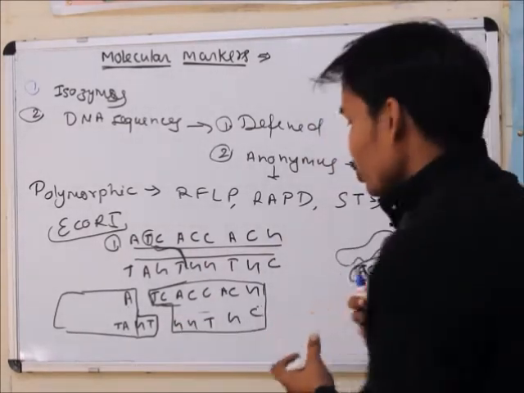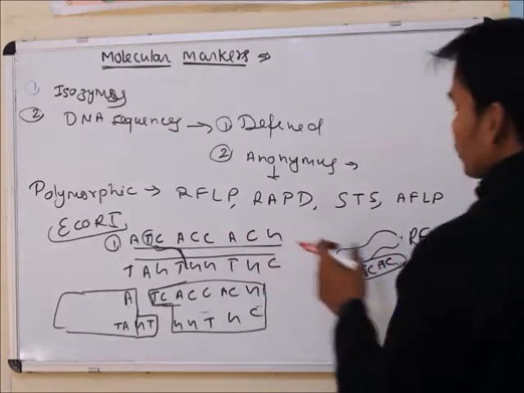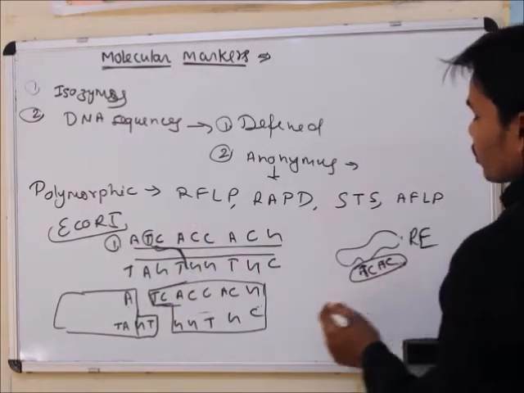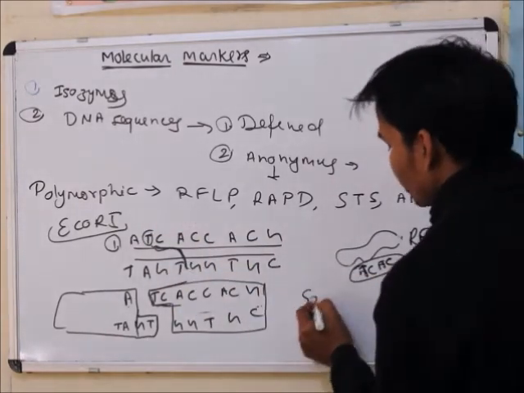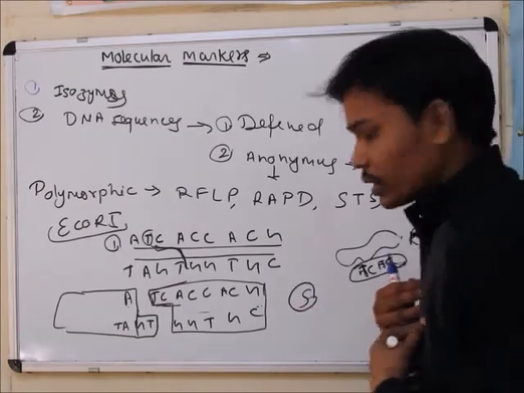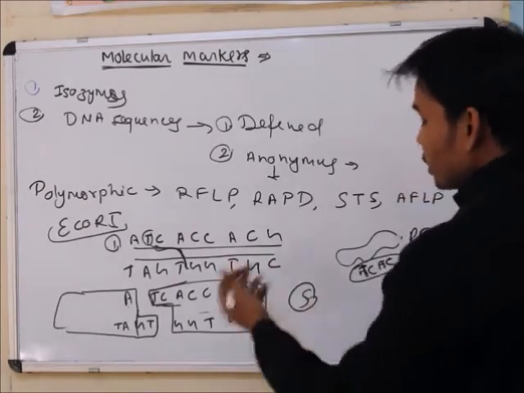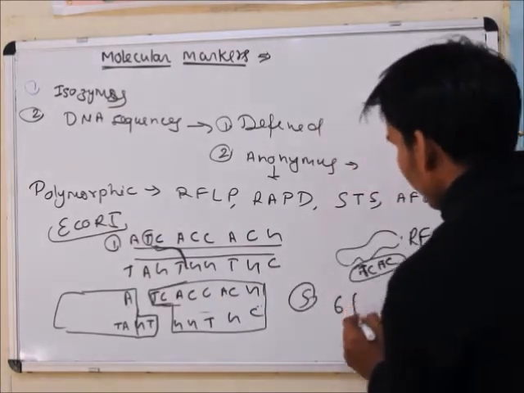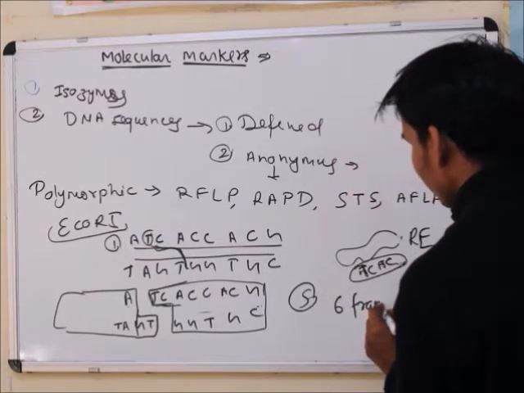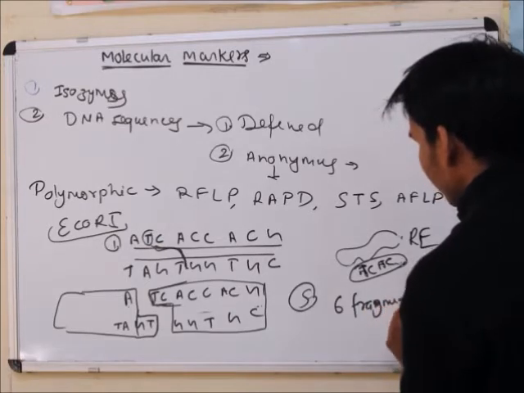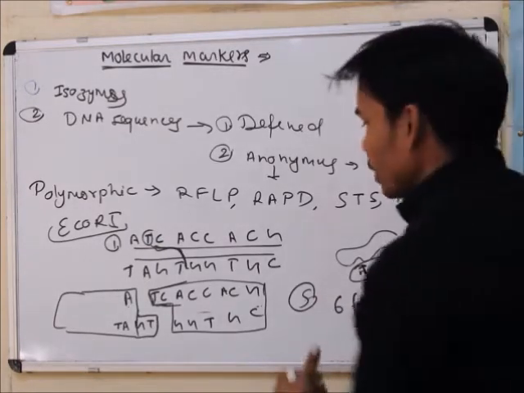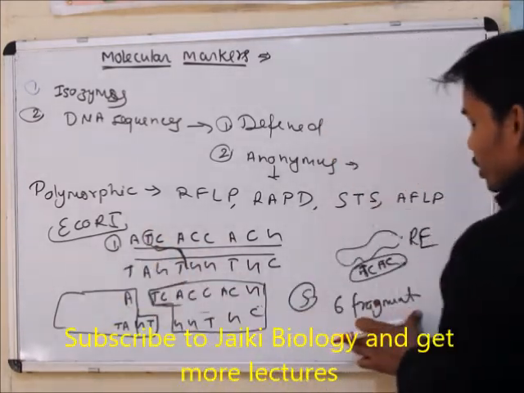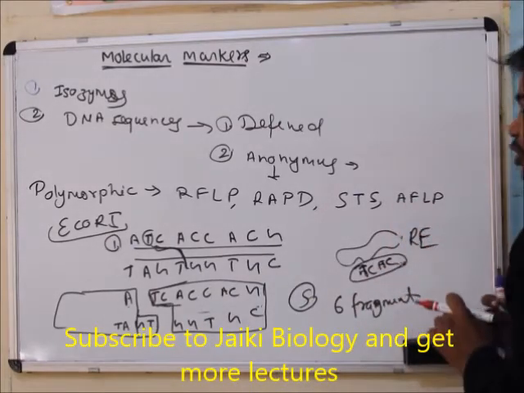Okay, suppose that this type of sequence is found five times in my sequence. So what would be the result? Six fragments would be found in my genome sequence. My genome sequence is just for easy understanding, so don't take it too seriously. Six fragments are found from that restriction endonuclease.